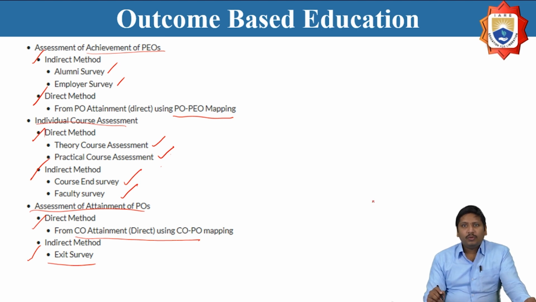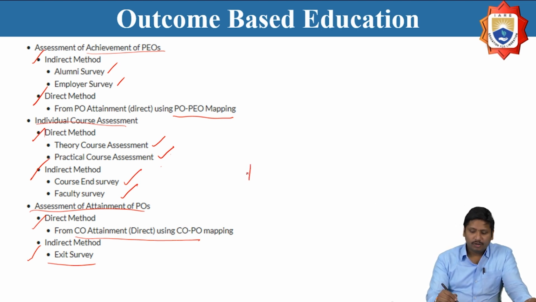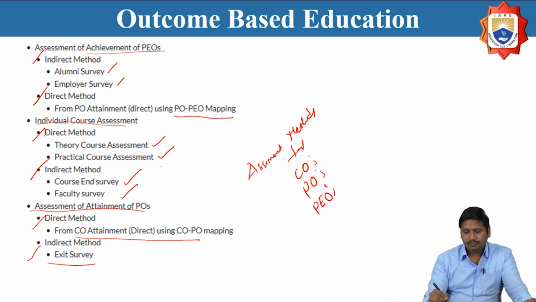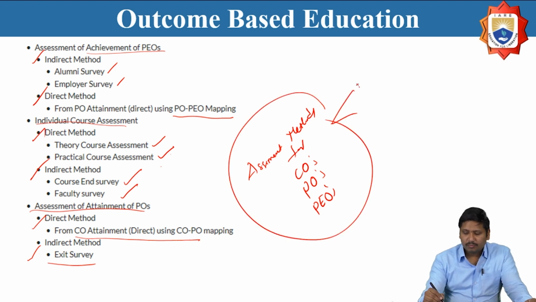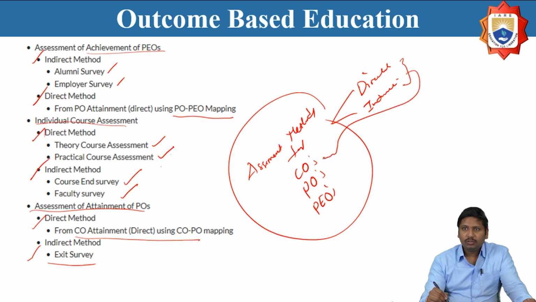So like this, we can perform different types of assessment methods for COs, POs, and PEOs. Normally this assessment will be direct and indirect. Both ways are available for all of this. So direct and indirect are also available for COs and for POs and PEOs as well. Okay.